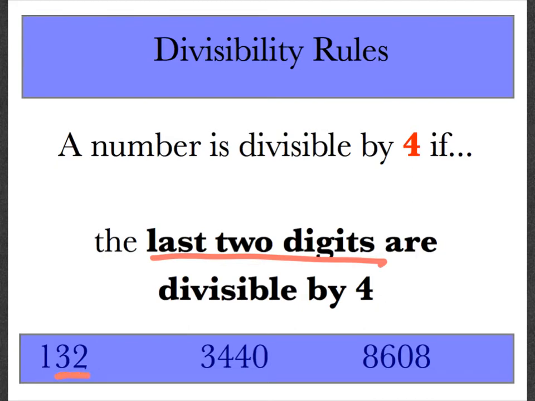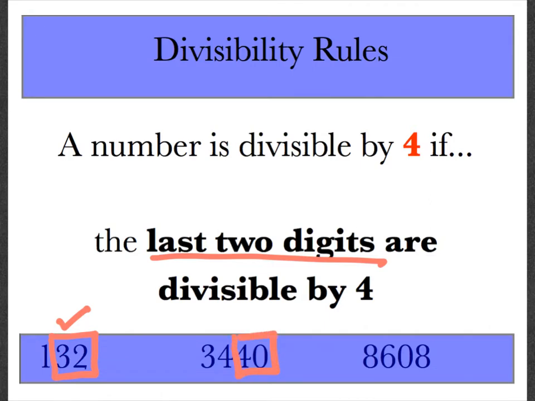So we are going to look at these last 2 digits. We are not going to add them up. We are just going to look at them as a number. So for this number, this is 132. I know it's a little hard for me to see because I boxed it in a little too much. So 132. Can 4 go into 32? Yes, 4 times 8 is 32. So 132 is divisible by 4.